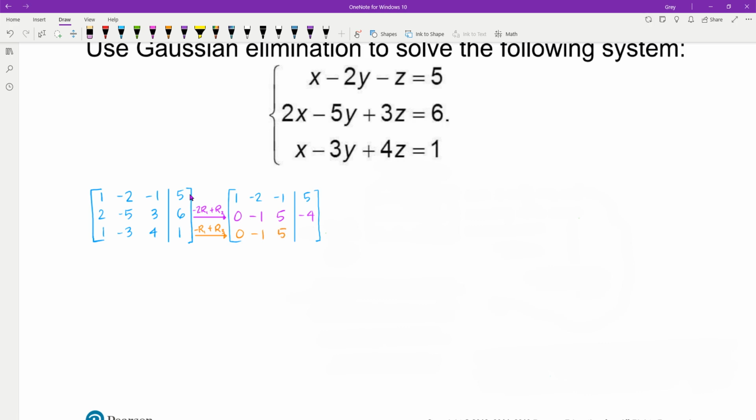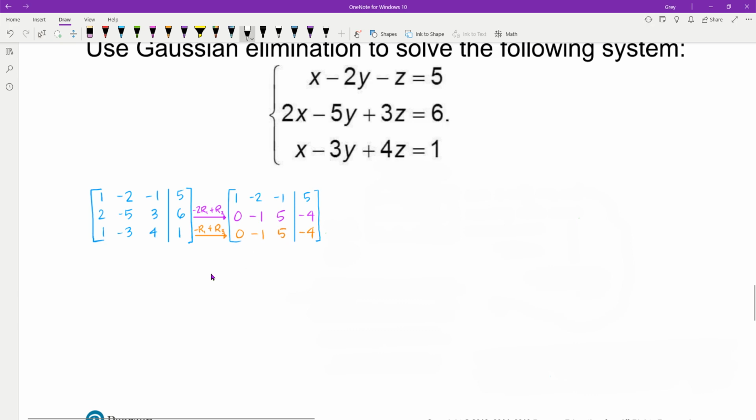And -5 plus 1 is -4. Okay, so now I'm going to leave that alone right now because I've got to get this to a 0. Okay, you can go ahead and multiply everything by -1 if you want to. I didn't, but it's okay. So I'm going to go take care of this bottom row and get a 0 right here.